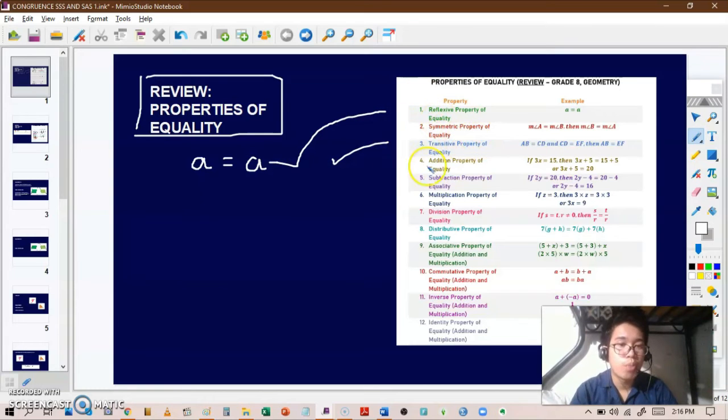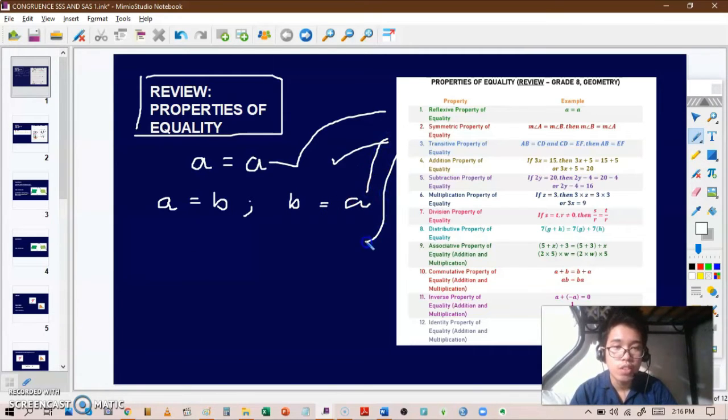Then we have the symmetric property of equality. It states that when we have two variables that are equal to each other, a and b, if we transpose or rearrange those two, then we'll have b is equal to a. So that's the symmetric property of equality.